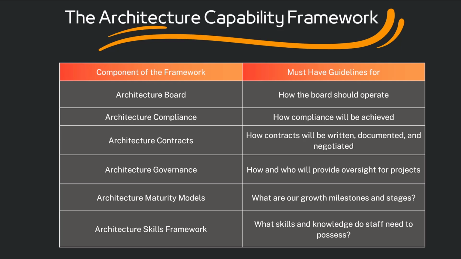The first is an architecture board, which has to have guidelines for how that board should operate. There is architecture compliance, which has to have guidelines for how compliance will be achieved. When architecture contracts are created, we have to have guidelines for how they will be created, documented, and the manner in which they will be negotiated. Architecture governance has guidelines for who and how we are going to provide oversight for our projects. Architecture maturity models include guidelines for where our growth milestones and stages will be. And finally, the architecture skills framework has to have guidelines for what skills and knowledge staff need to possess.